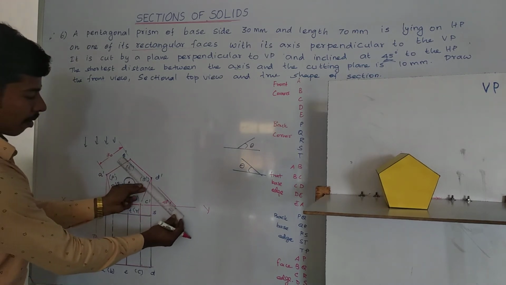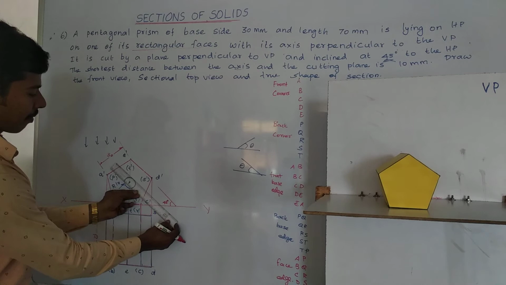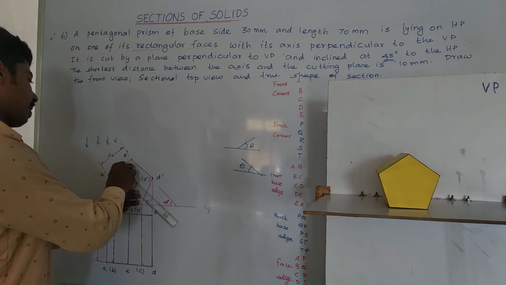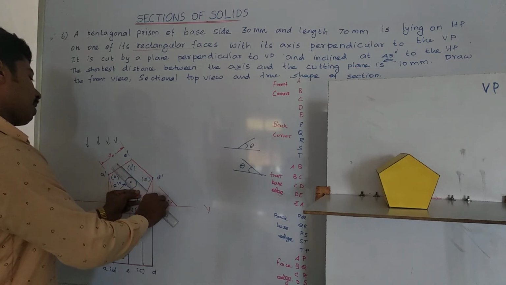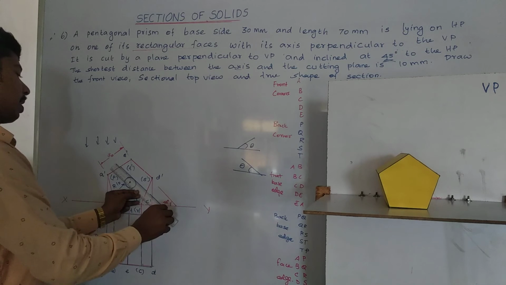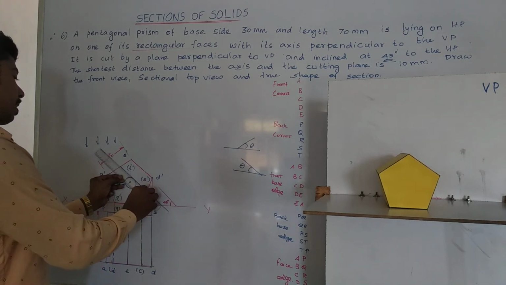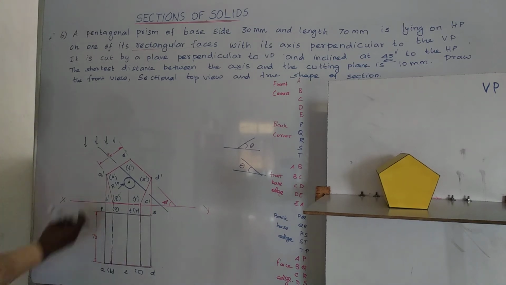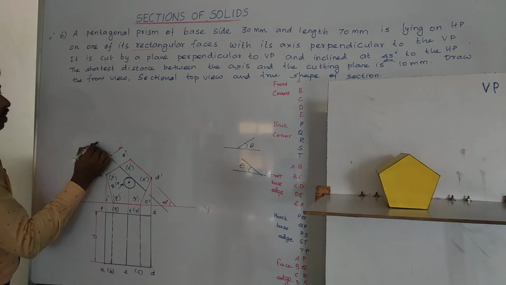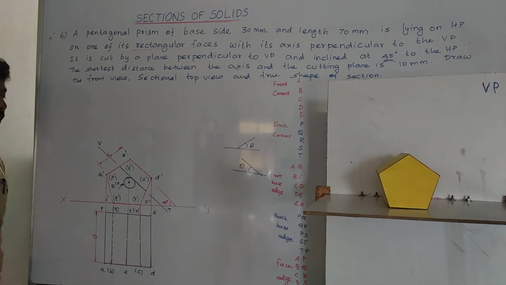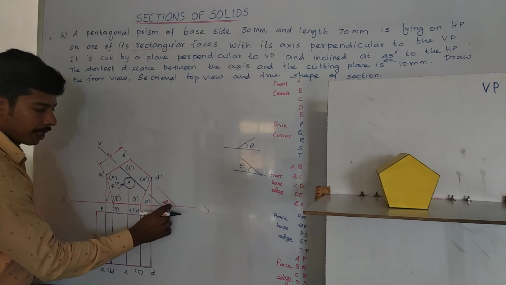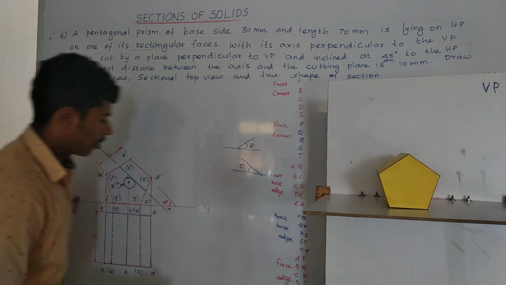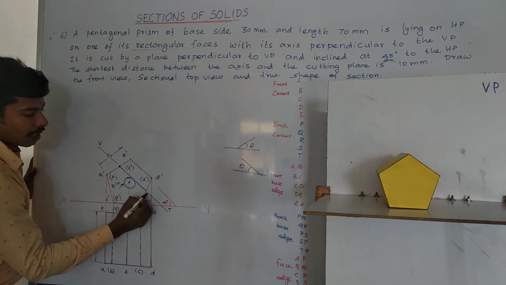So I have to draw a parallel line to that line through this point. This is the section line. This is the vertical trace. Draw a line parallel to this at 45 degrees. Then mark the section points over here. The section points are where it is cutting, over here and this one.